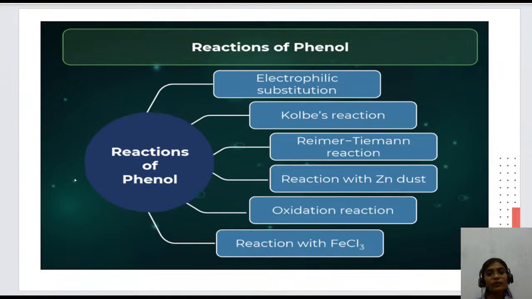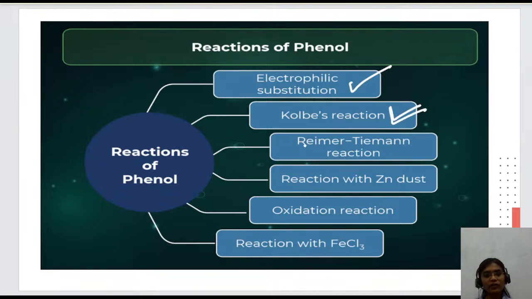Reaction number one, electrophilic substitution reaction. There we discussed bromination, that if I'm using concentrated HNO3 or diluted one, then how we get different kinds of product. And then bromination, where we use bromine water, or bromine with a non-polar solvent, so we end up with a different kind of product. This we already covered. And the second one is the Kolbe's reaction.